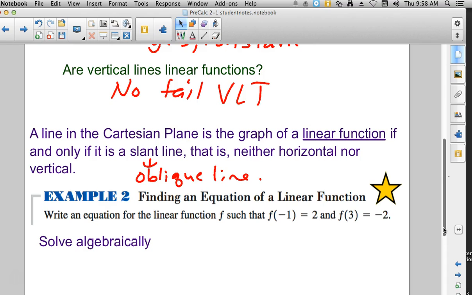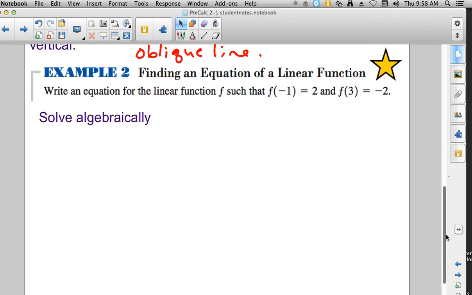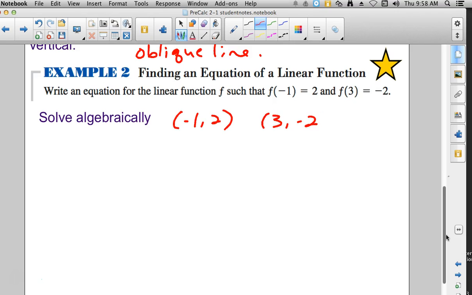So example 2 says we're going to find an equation of a linear function. Write an equation for a linear function f such that f of -1 is 2 and f of 3 is -2. And what on earth are they talking about? Well, they just gave us 2 points. They said if you put a -1 into this function, you get a 2 back out. And if you put a 3 into this function, you get a -2 back out. Well, now we know what to do.